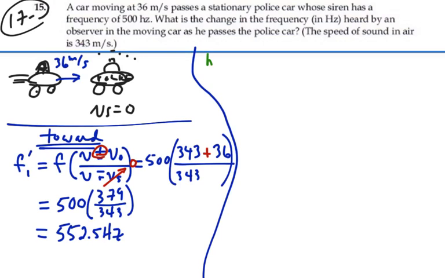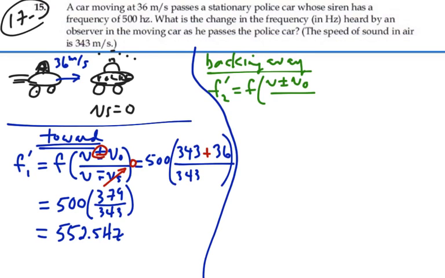When backing away, now we have that the observed frequency, let's call it observed frequency 2, is equal to the actual frequency, velocity of sound plus or minus velocity of the observer, over velocity of sound minus or plus velocity of the source. So this is going to be equal to 500 times 343. In this case, we are backing away because we're on the other side of the police car. So we're going to use the bottom minus sign here. 36 meters per second over 343.